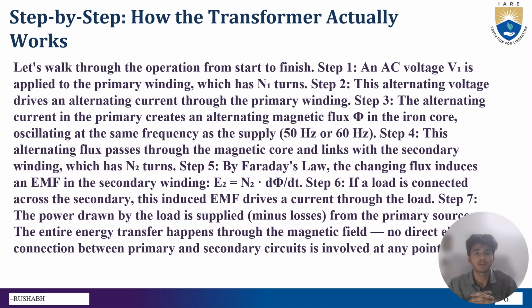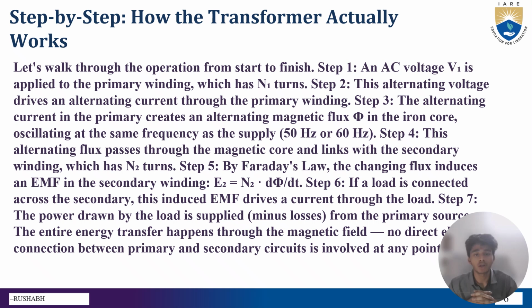In this slide, we are going to learn step by step how a transformer actually works. Let's walk through the operation from start to finish. Step 1. An AC voltage V1 is applied to the primary winding, which has N1 turns. Step 2. This alternating voltage drives an alternating current through the primary winding.